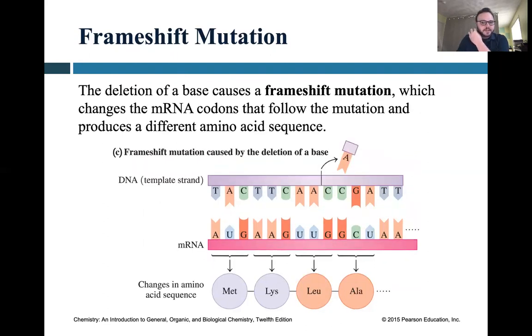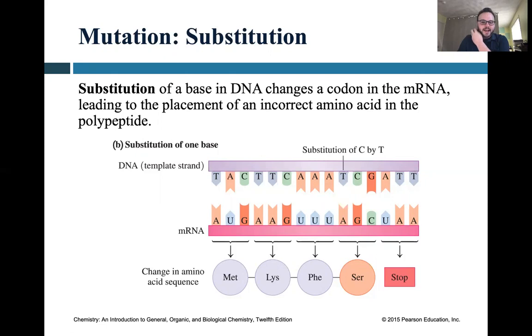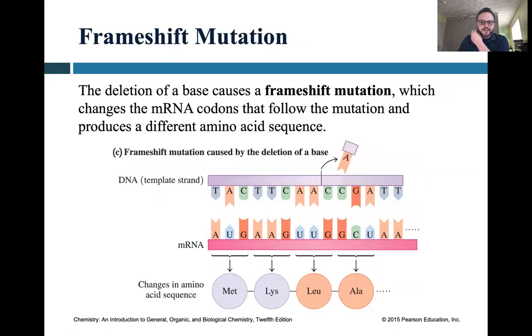So what about something like a frame shift mutation? The example I gave you is that we inserted a nucleotide. It's just as common to lose a nucleotide. So before we had that AAA, which encodes for phenylalanine. Well, it looks like that A got popped out, right?